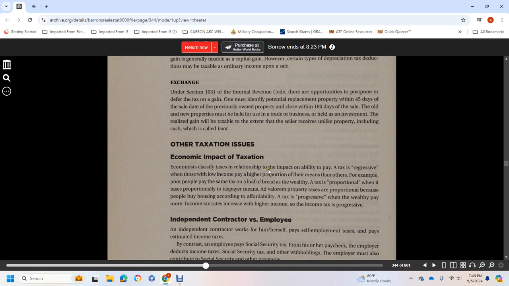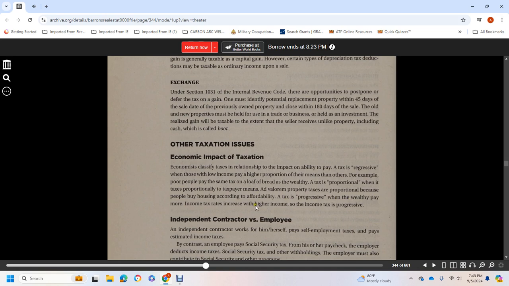Other taxation issues: the economic impact of taxation. Taxes relate to the ability to pay. A tax is regressive when those with lower income pay a higher portion of their means than others. For example, poor people pay the same tax on a loaf of bread as the wealthy. A tax is proportional when it is proportional to the taxpayer's means. Property tax is proportional because people buy houses according to affordability.